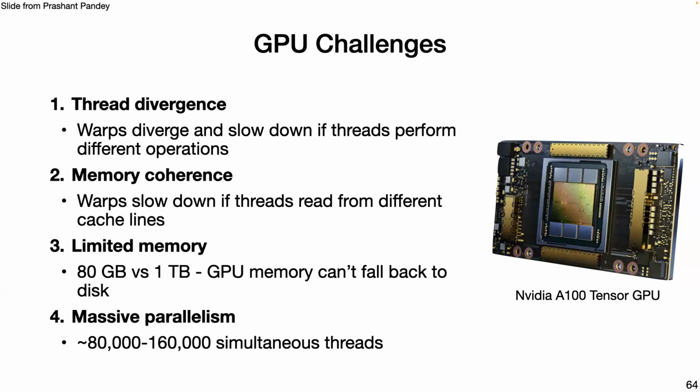Another one is limited memory on GPUs. The biggest GPU is something like 80 gigabytes, whereas these days you can get RAM that's like 1 terabyte or even more, and GPU memory can't fall back to disk, whereas you can in CPU memory. So you have to fit the entire thing in this small memory. And finally, you have this massive parallelism that you have to design for.